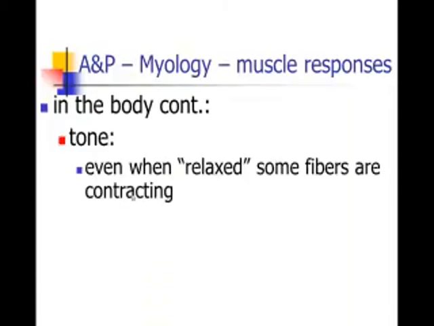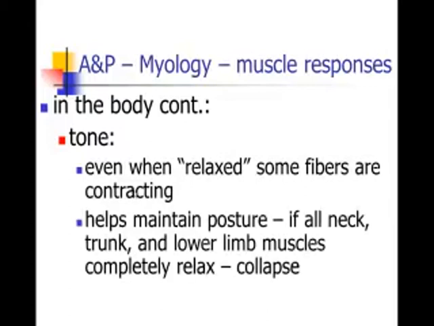Okay, tone. Even when muscles are relaxed, some of the fibers are contracting, and tone helps maintain our posture so that you don't slump or fall over. So for example, the muscles of your neck and your trunk and your lower limbs, if they were to completely relax, you would collapse. You'd fall down. So we use a certain number of motor units all the time, maintaining a little bit of contraction strength to maintain our posture, keep us from falling down.